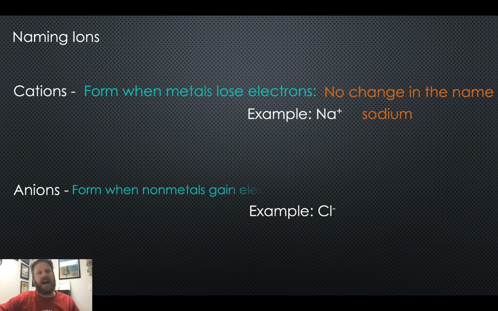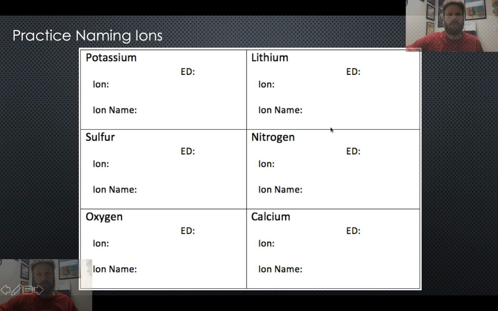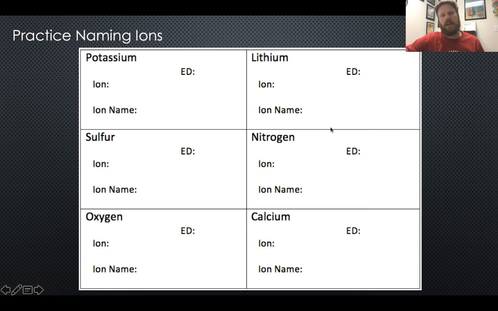Anions form when nonmetals gain electrons. To name an anion, you change the ending of the element name to -ide. Cl is the element chlorine. The anion, Cl-, is called chloride. I think we should practice that and some more electron dot structures while we are at it.